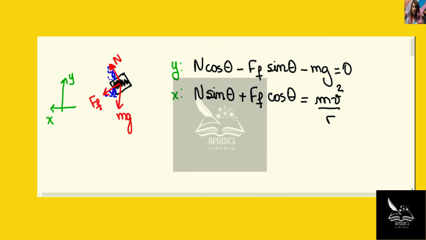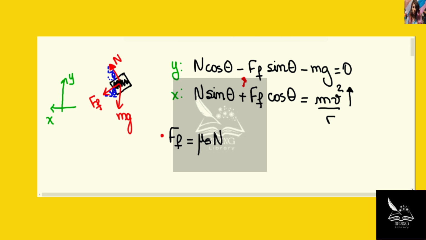Now notice that we want to find the maximum possible value of the speed v, and this means finding the maximum possible value of the frictional force F. And as I said before, the maximum value of the static friction force is the coefficient of static friction times the normal force. Okay, so I'm going to consider that the frictional force is maximum.